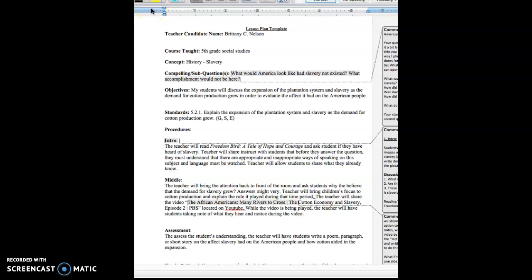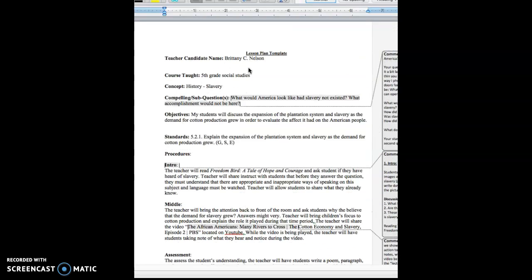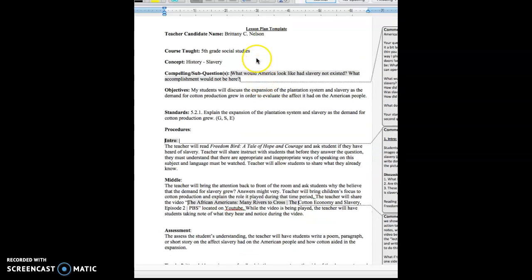Hey Brittany, I wanted to give you some audio feedback on your lesson plan on slavery. So you're looking at 5th grade social studies. You found your standard: explain the expansion of the plantation system and slavery as the demand for cotton production grew.